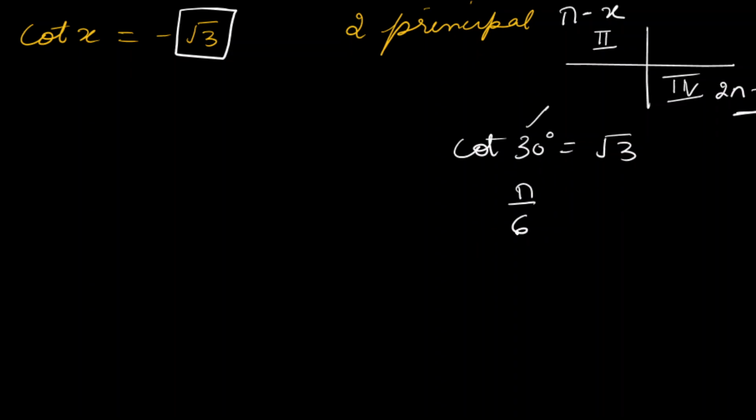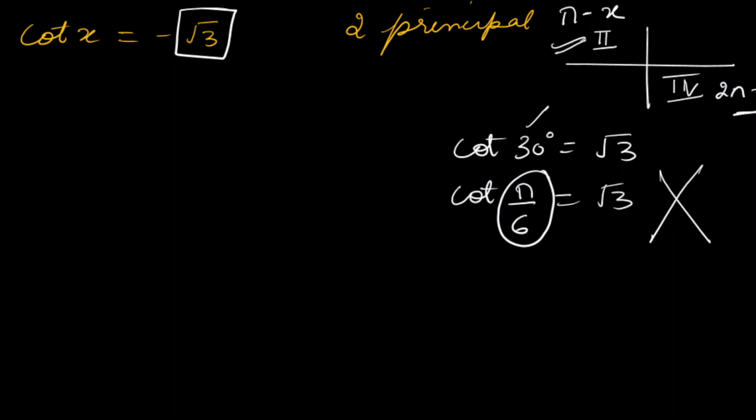So 30 degrees is pi by 6 radians. So cot pi by 6 is equal to root 3. But you have to remember, this will not be the principal solution. I just wanted to know the value of this one. I have to find the value in the second quadrant and fourth quadrant, because this value is negative.